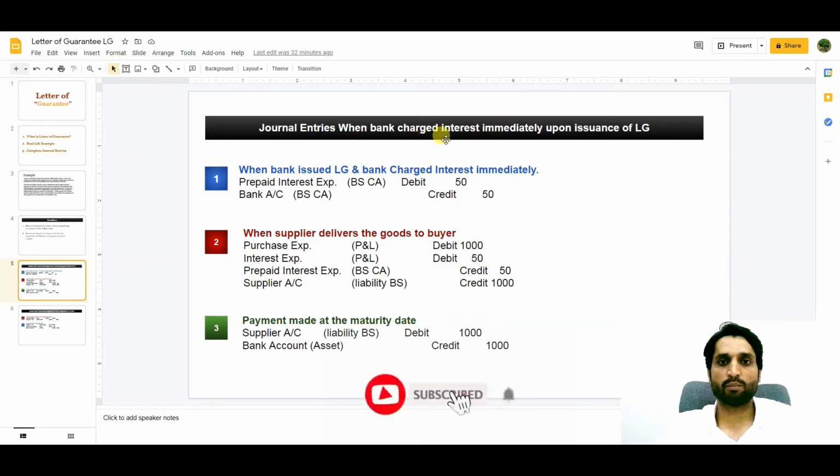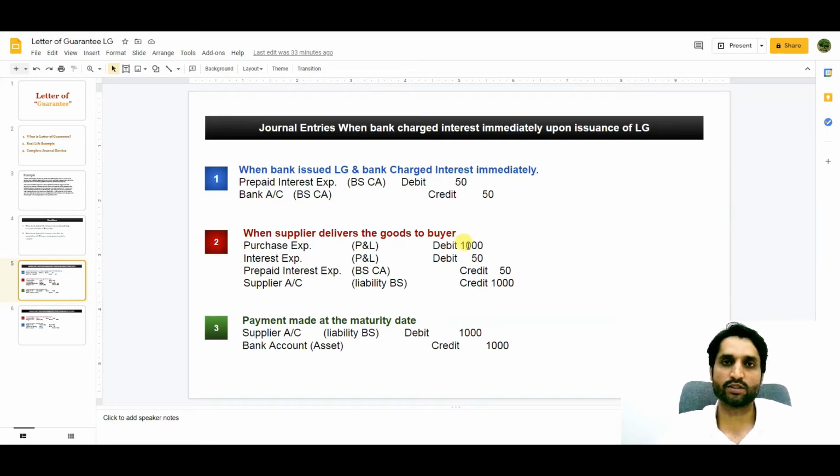So the first journal entry is when the bank charged interest immediately upon issuance of the letter of guarantee. Now, when the bank issued LG and charged interest immediately, here we need to create an account in our chart of accounts as prepaid interest expense, in the balance sheet as a current asset, debit with the interest rate like 5% on 1000, so it will be $50. And the bank account, balance sheet current asset, will be credited, which has been deducted by the bank from our account, credited by 50. So this is our prepaid asset, and this is our current asset also, which is reduced by 50, interest deducted by the bank.